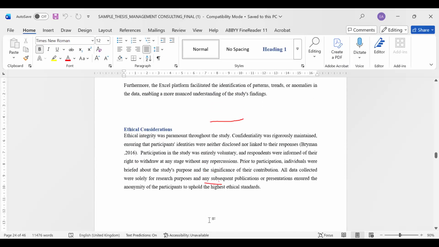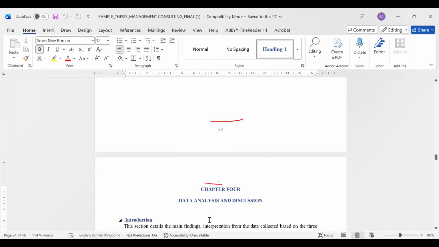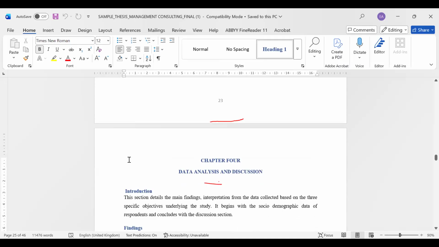Then ethical considerations is the last part. So that is chapter 3. So now I'll stop here. You know what is expected of chapter 3. You know what is expected of chapter 2.